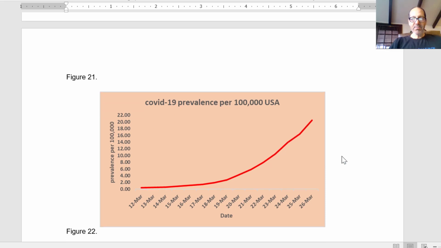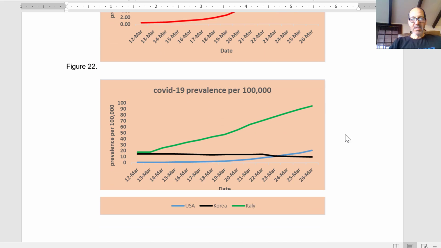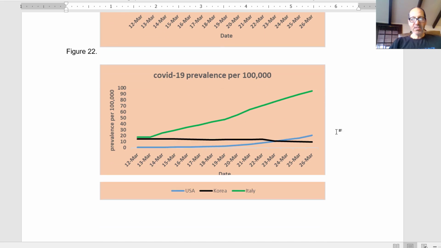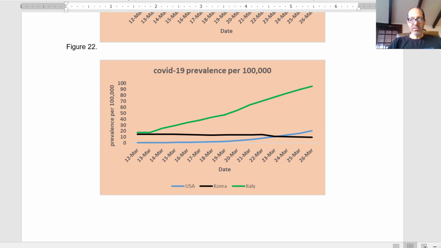So starting with my US growth rate figure, we're still rising at a steady rate. Yesterday I thought we were declining a little bit because of this inflection point, but there's another one again here showing more of an increase. In terms of comparing the US to other countries, I'm comparing the US to Italy and South Korea. You can see that we've surpassed South Korea in terms of prevalence per 100,000, but our growth rate is, well, probably about the same as where Italy is right now, although they're way ahead of us in terms of prevalence per 100,000.